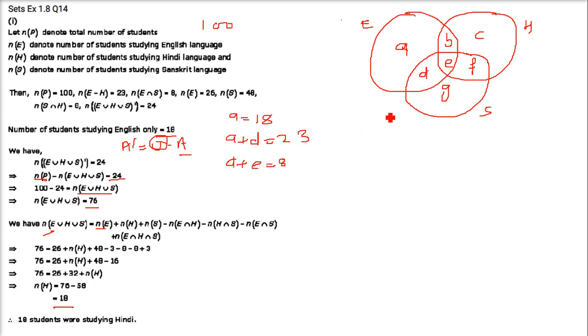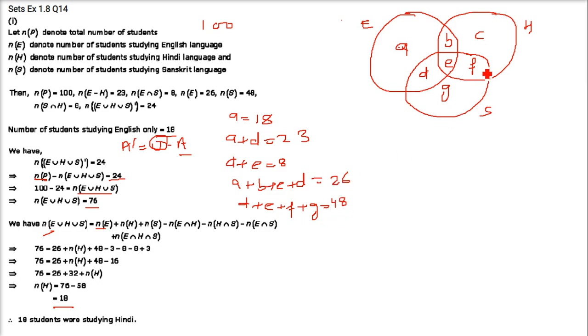This is going to be 8. Then English is 26. So how many English is there? A, B, E, D. A plus B plus E plus D is 26 English. Now Sanskrit. Sanskrit is how much? 48. Sanskrit is D, E, F, G. D plus E plus F plus G is 48.